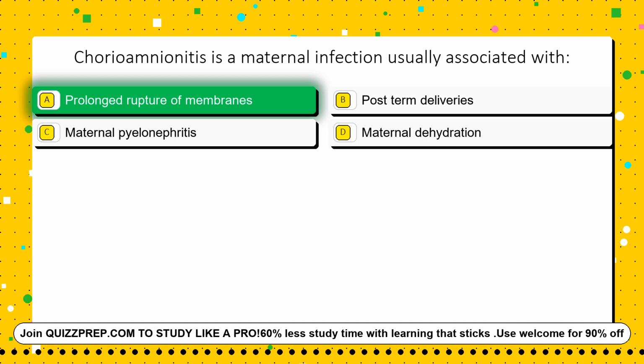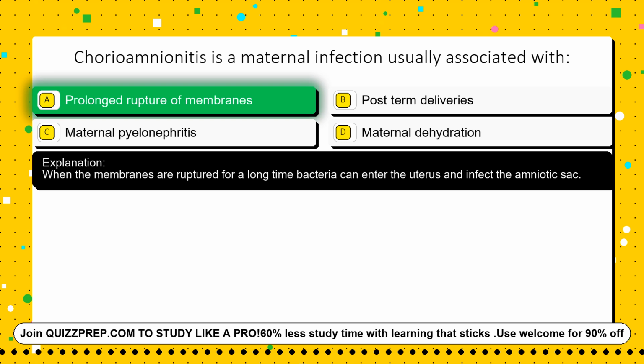The correct answer is option A. Prolonged rupture of membranes. When the membranes are ruptured for a long time, bacteria can enter the uterus and infect the amniotic sac.